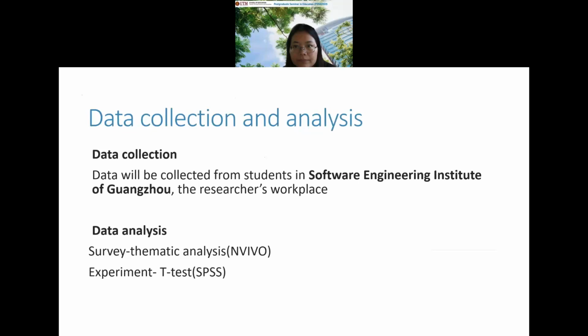The data will be collected from students in the Software Engineering Institute of Guangzhou, where I'm working. And for data analysis, the survey will use semantic analysis through NVivo, and the experiment will be analyzed with a t-test by SPSS.